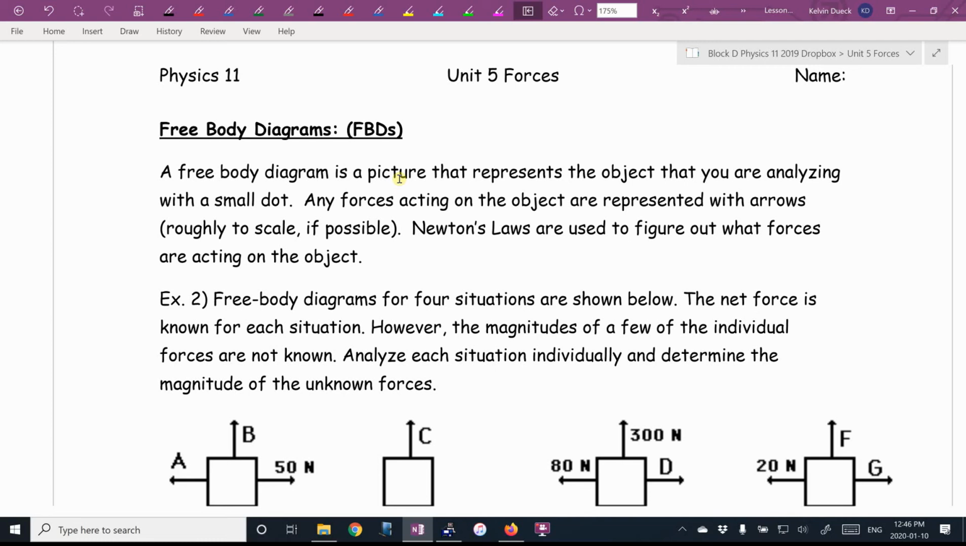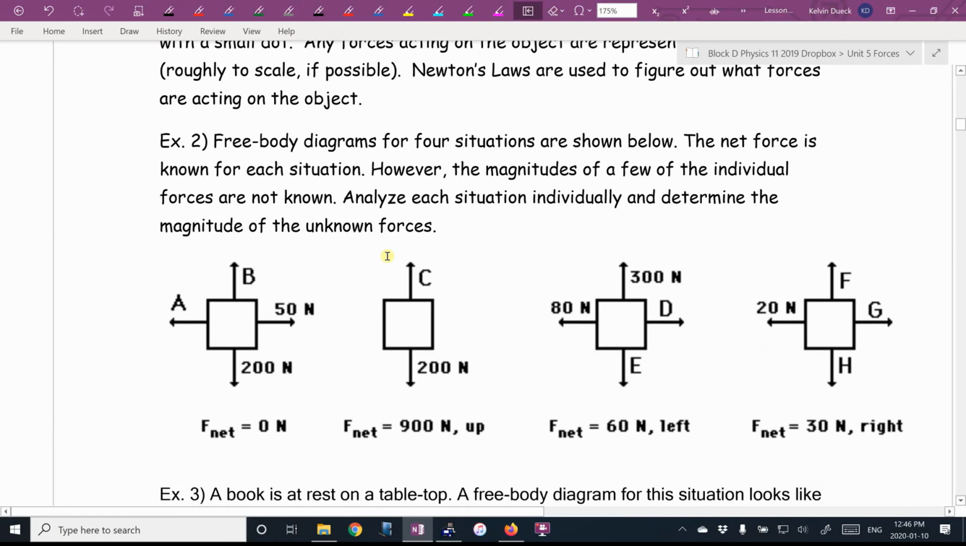What do I mean by roughly to scale? If you know that the forces are balanced because it's not accelerating, try and draw the arrows roughly the same length. If you know that one force is bigger than another, try and make the arrow bigger than the other force. That's what I mean by roughly to scale. We're going to use Newton's laws to figure out what forces are missing and what forces are acting on the object. Example 2 says this.